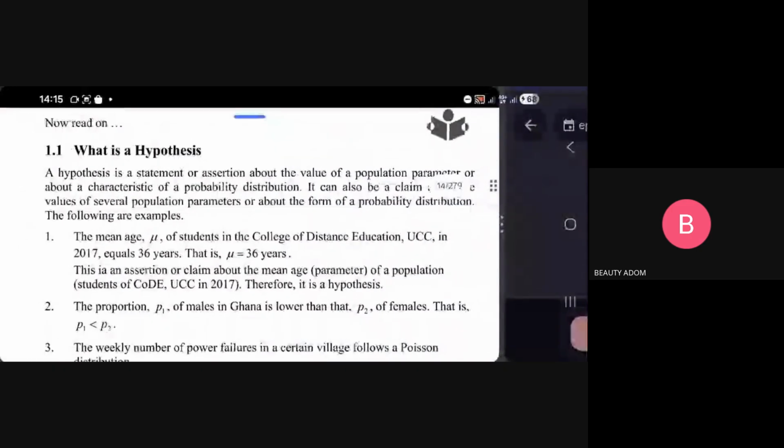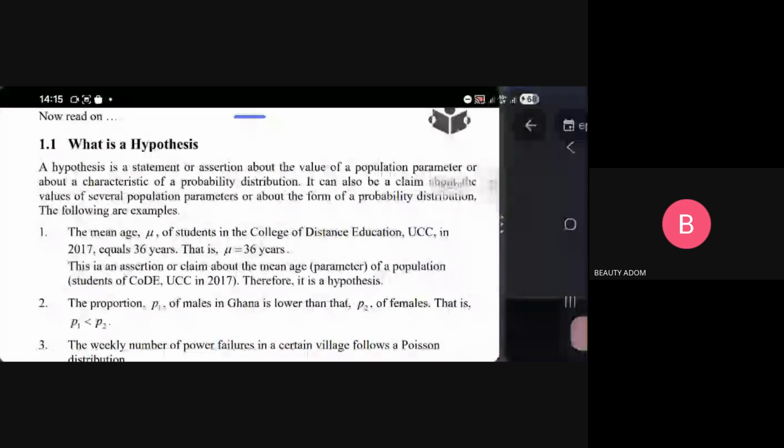When we talk about hypothesis, we are talking about a statement or assertion about the value of a population parameter or about a characteristic of a probability distribution. So I have a population. I want to know the characteristics of it. I want to know my take on that population. Then getting to know it and drawing the conclusion is what we call the hypothesis.